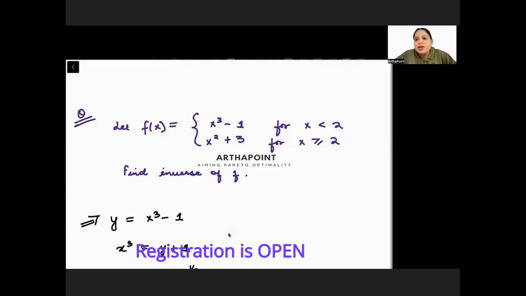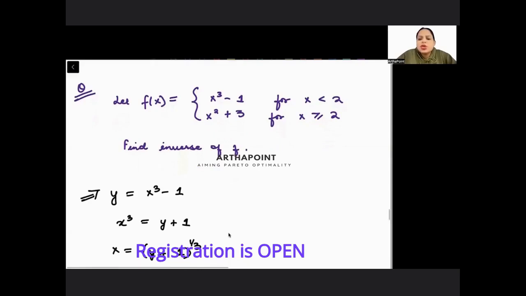Hello beta, let us look at another question today and this is related to finding inverse of a function. The question is very interesting. Why? Because you are given a piecewise function: one function is defined when x is less than 2 and another function is defined when x is greater than or equal to 2, and you need to find the inverse of this function. So let's try to see how to go about solving this question.